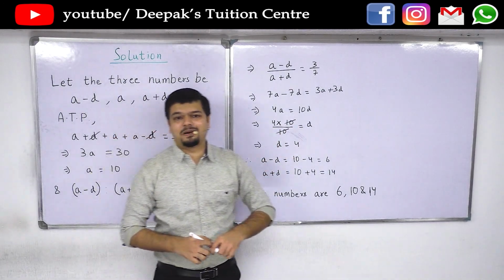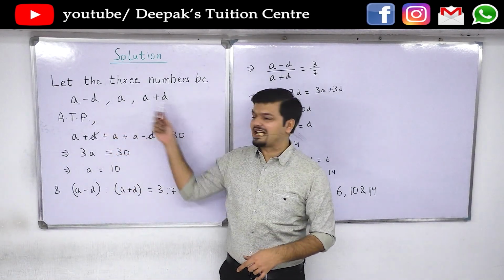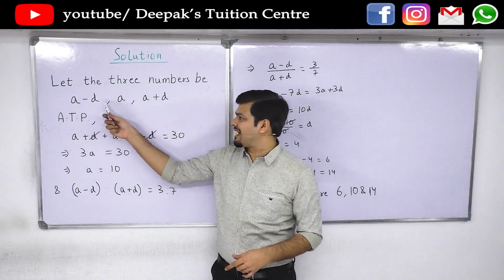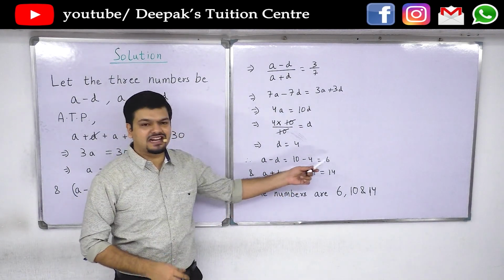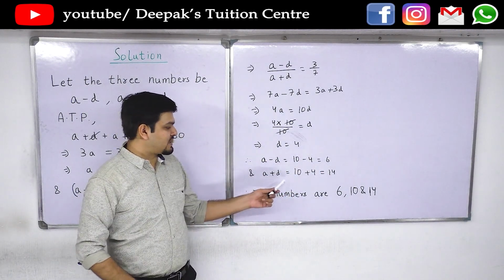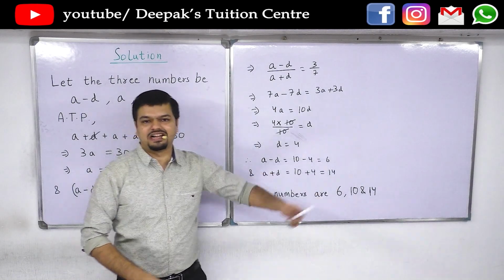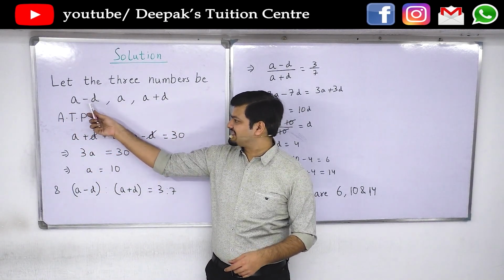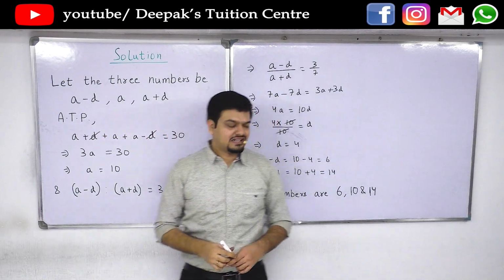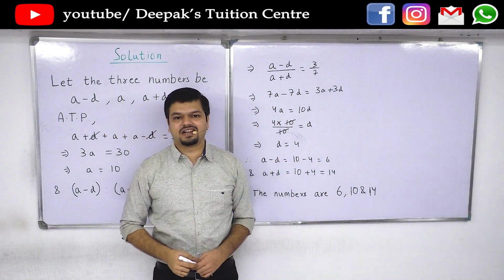So when the value of A is known and the value of D is known, we can easily find the numbers. The numbers are A minus D, A and A plus D. A minus D is 10 minus 4, that is 6. A plus D is 10 plus 4, that is 14. So therefore the numbers are 6, 10 and 14. Okay? So 6, 10 and 14.